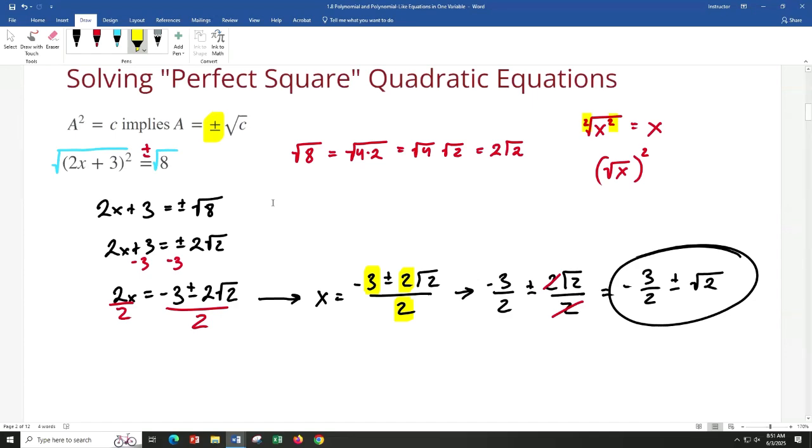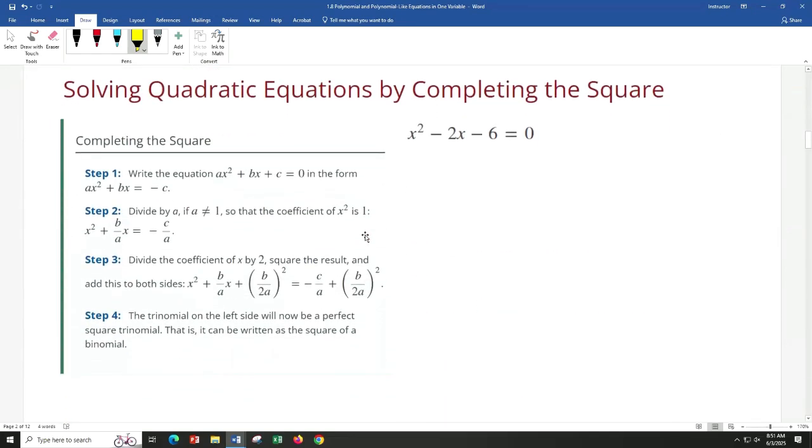Take on with this. Completing the square. Completing the square, step 1, write the equation equal to 0. Step 2, okay, well, okay. We're getting rid of a step. When I'm teaching this to you in intermediate, there's like 6 steps. We boiled it down to just 4.